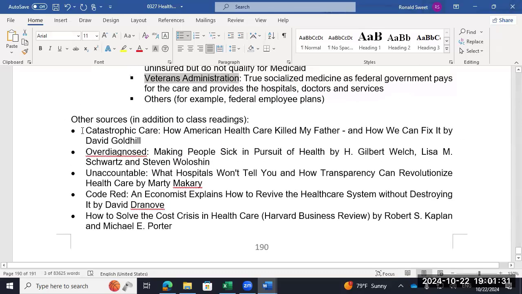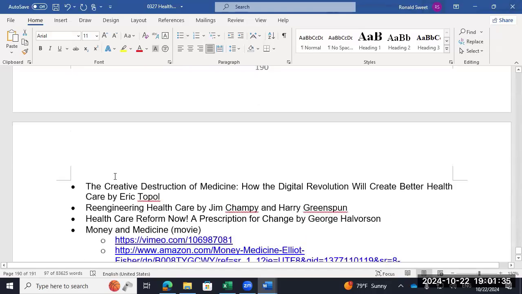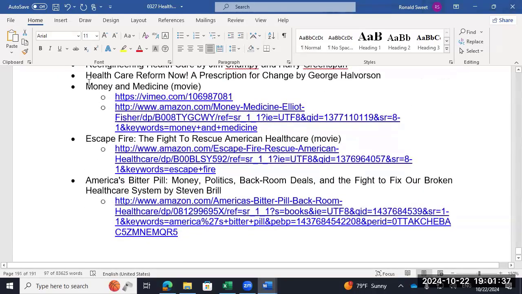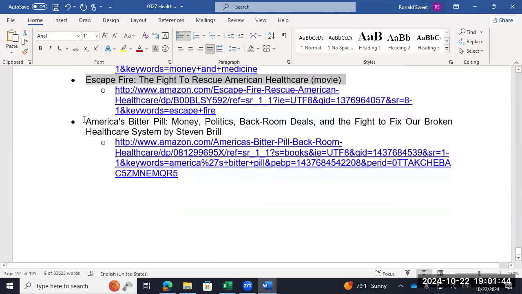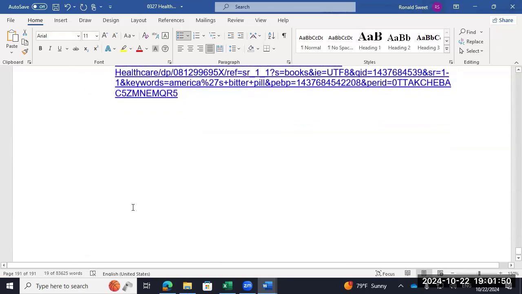Here's some other readings if you want to get into this more. Y'all are watching this movie, or you watched this movie. This movie I did not think was as impressive, but there's another one there. Here's another movie. So there are some other sources that you can go into. But we made it 191 pages.